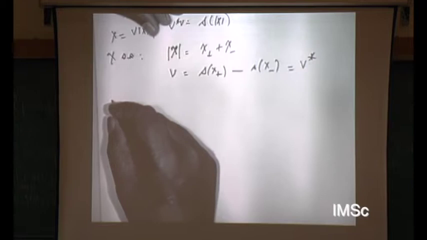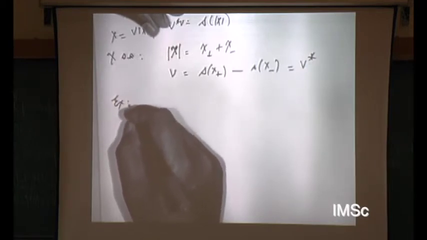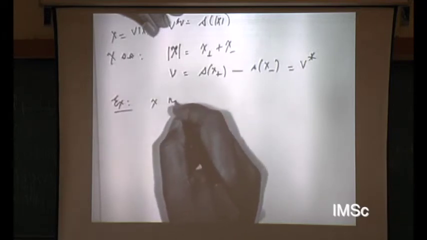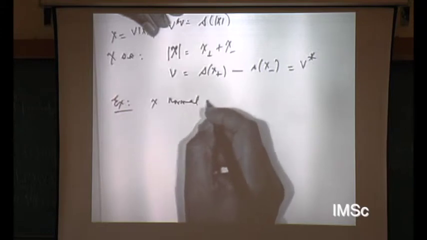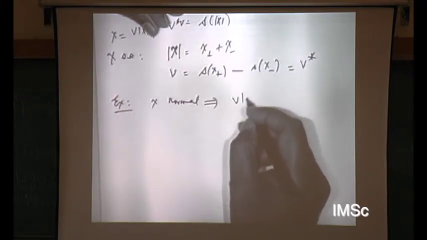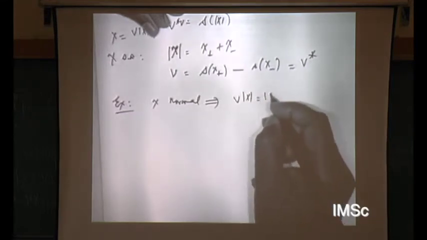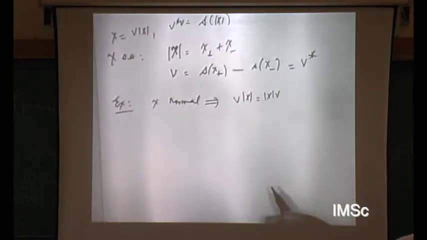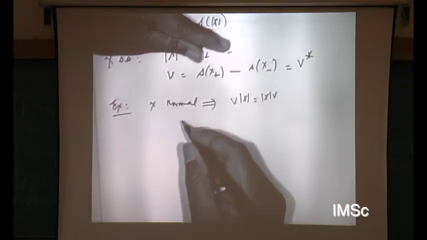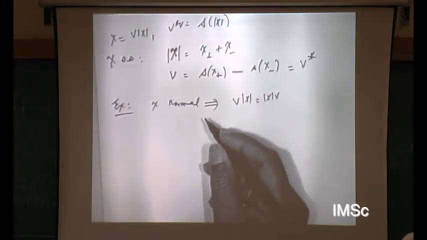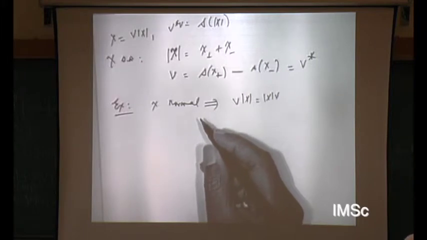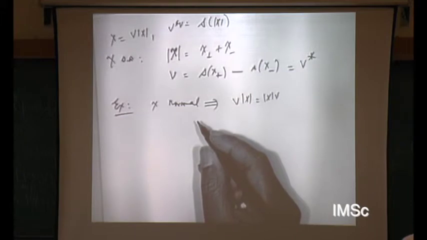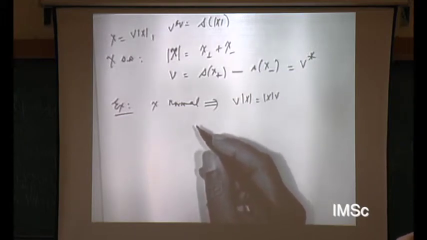Let me give a little exercise. This shouldn't be hard to prove. X normal implies v mod x equals mod x v. What I'm saying is, if you take the polar decomposition of a normal operator, the two parts will commute. Similarly, in the Cartesian decomposition also, the two parts will commute. If you write a normal operator as x1 plus i x2, because they're both just averages of x and x star, they will also commute.